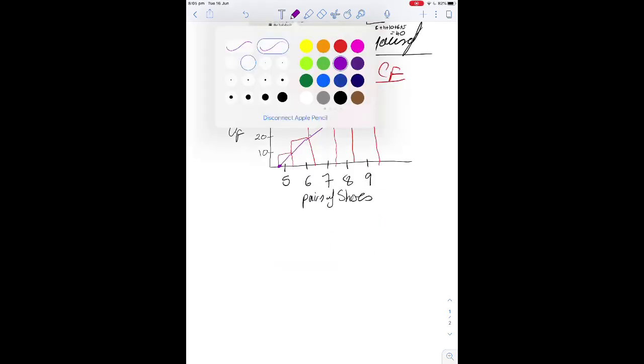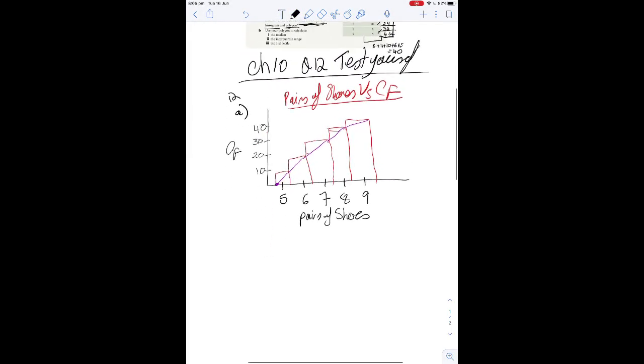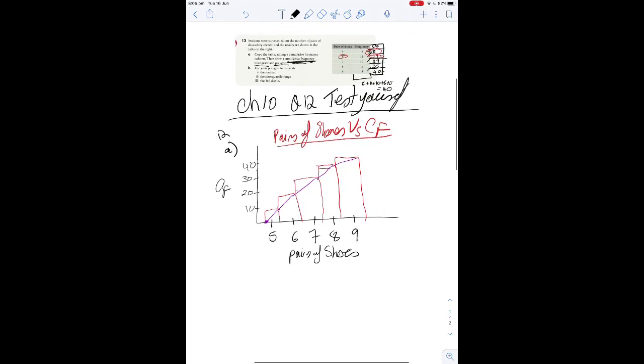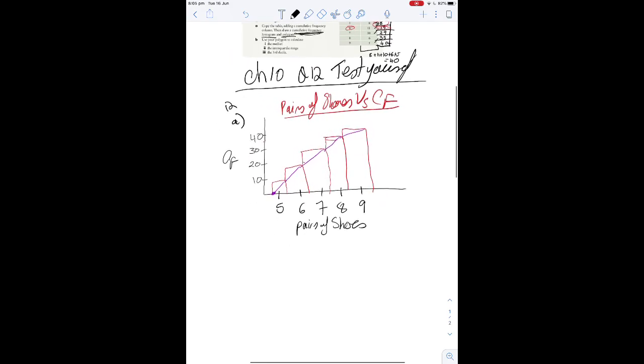Okay, what's the next section? The next section is asking for... So that's part A done. Okay, part B. Use your polygon to calculate the median, the interquartile range, and the third decile. Okay, so let's first look at the median, right? Let's do B, median of the scores.